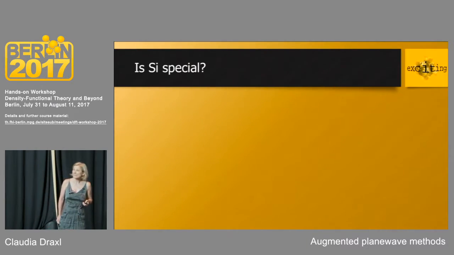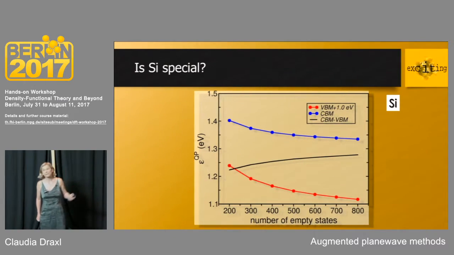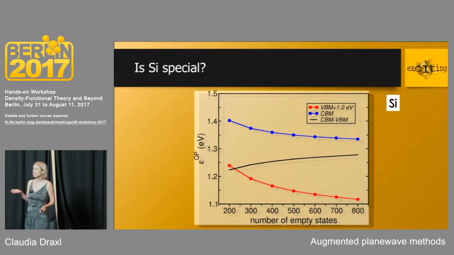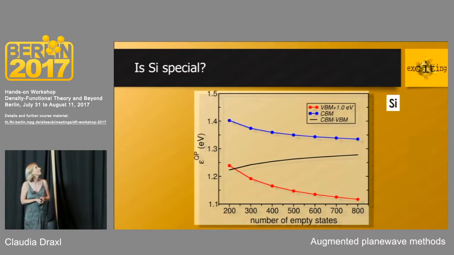Okay? Indeed, silicon is special, because now if you look at the individual quasi-particle energies of your conduction band and the valence band, then you see that these, let's say, 800 empty bands that we typically regard to be good enough for being converged, they both are far from being converged. But taking the difference, just looking at the band gap, we are already happy, because obviously these are states with very similar character, and that's why this is a cancellation of errors.